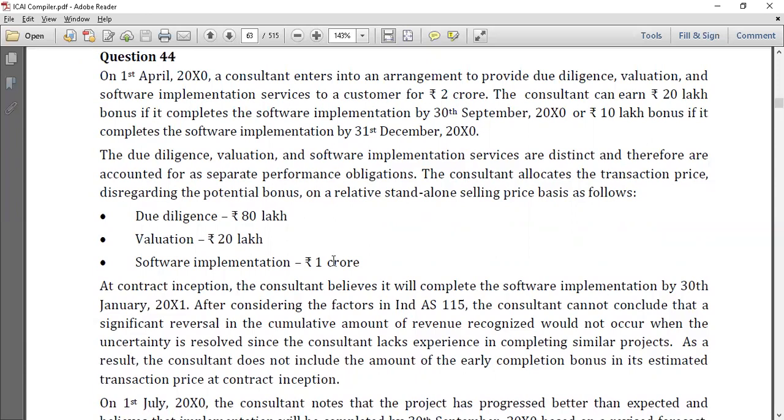So how will you determine the transaction price? Here he will recognize 80 lakhs and 20 lakhs completely, 100%, that is 1 crore. And then for software implementation, 1 crore plus 20 lakhs will be 1.2 crore into 60%, that will be 72 lakhs. So 1 crore will be recognized plus 72 lakhs will be recognized. Whole together, what will be the contractual liability? That is 1 crore plus 72 lakhs.